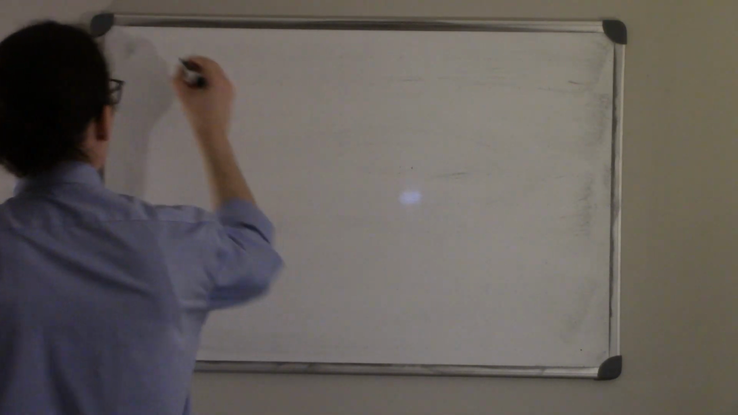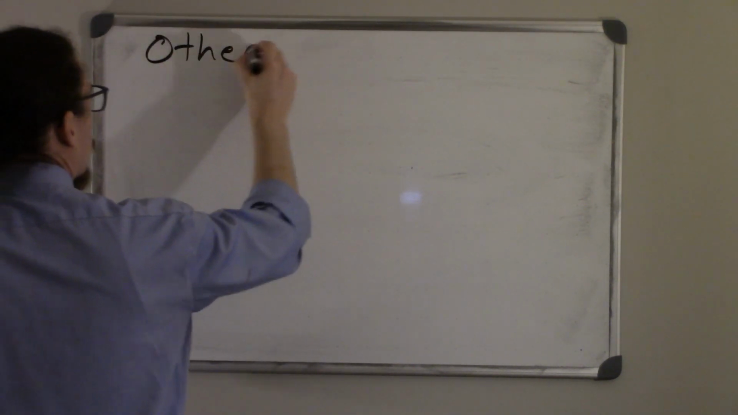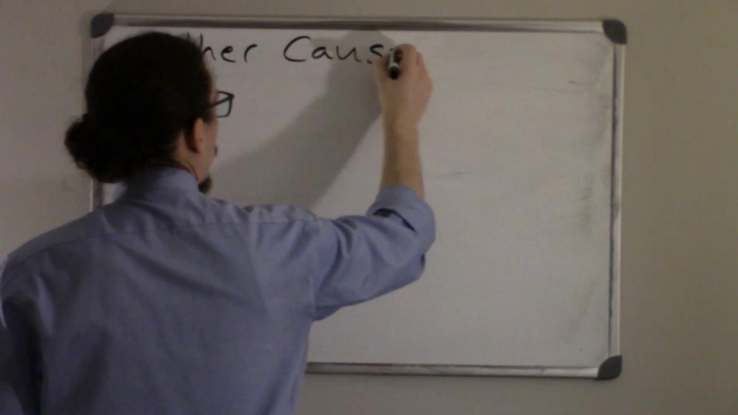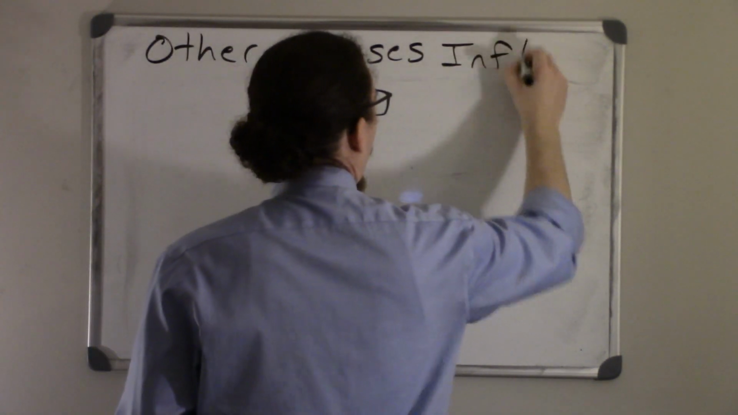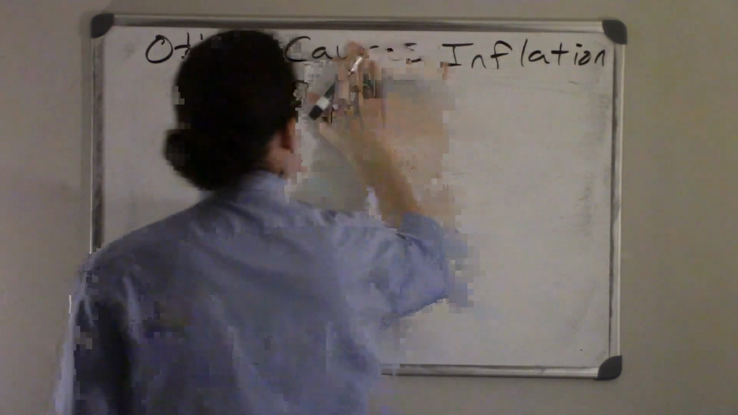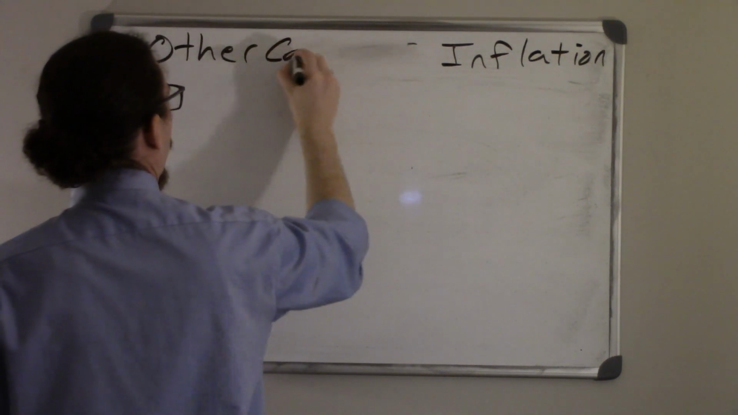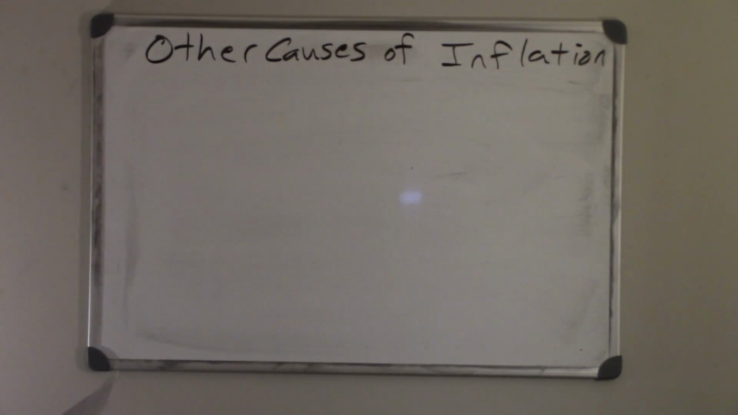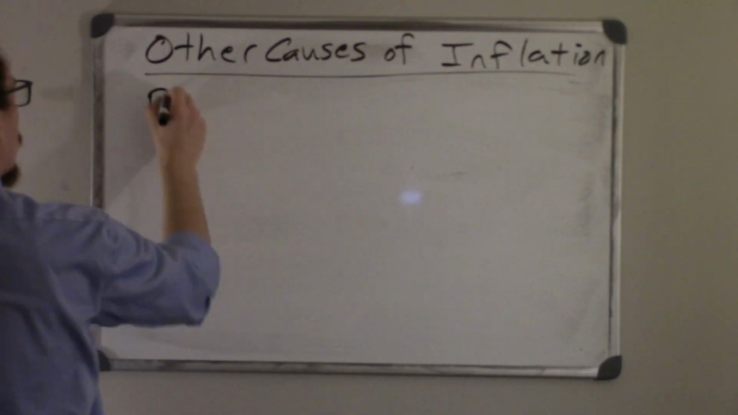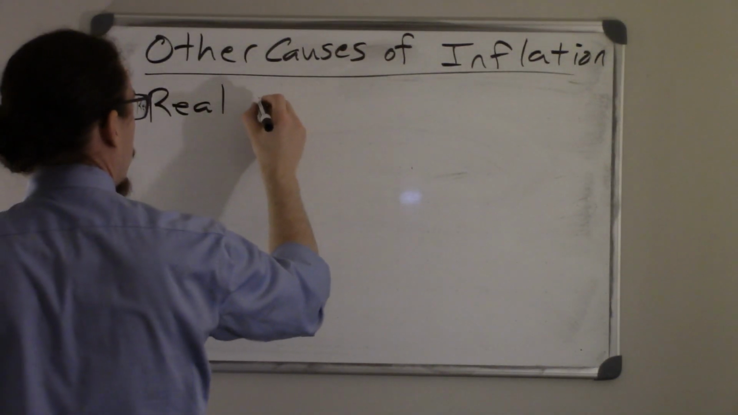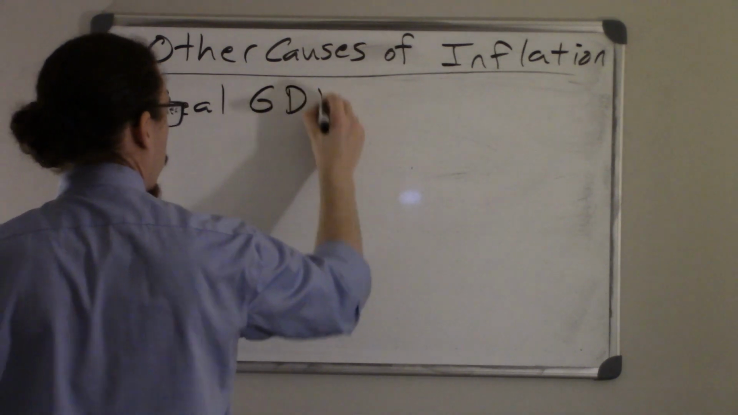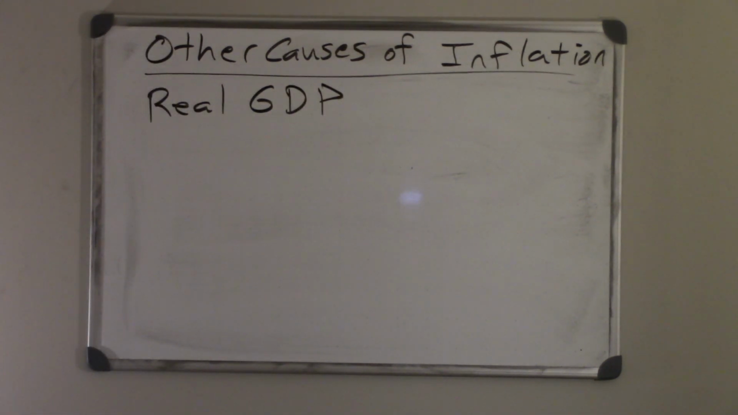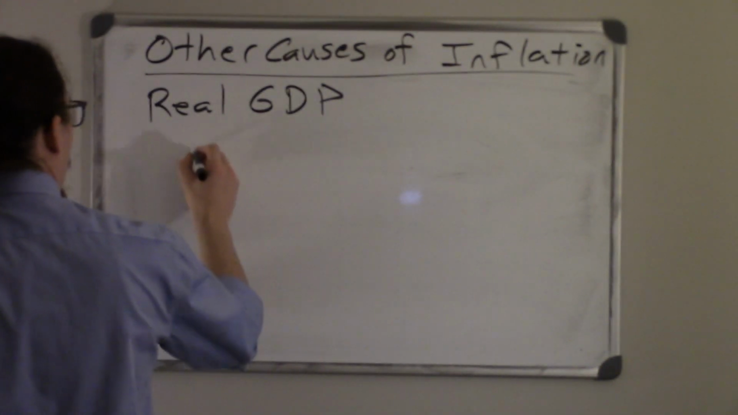But we're going to briefly talk about some of the other causes, because we have two other variables in here. And even though they are relatively stable, they can change. So when we're looking at real GDP, or real output, however you want to say it, this can have an effect on the inflation rate.